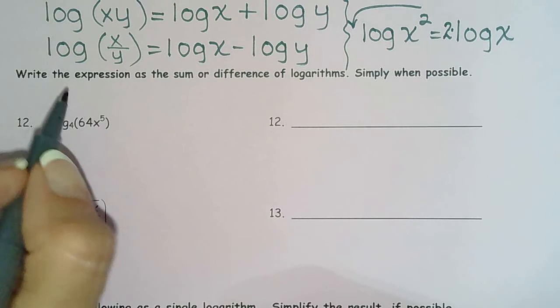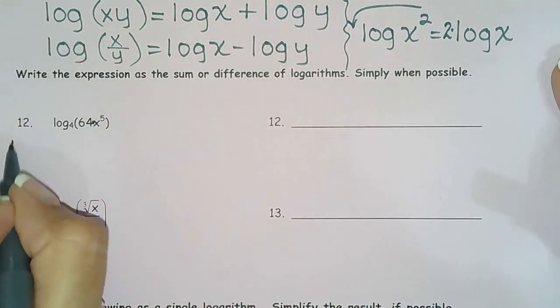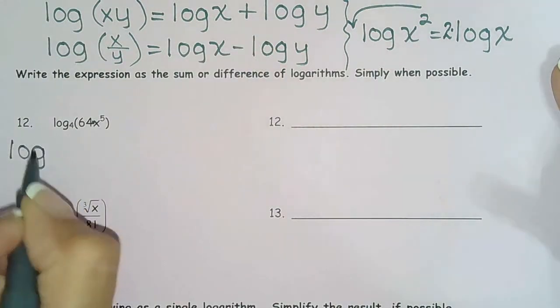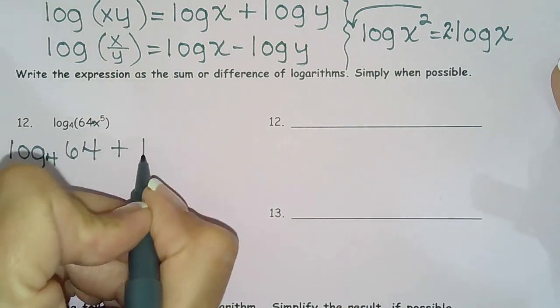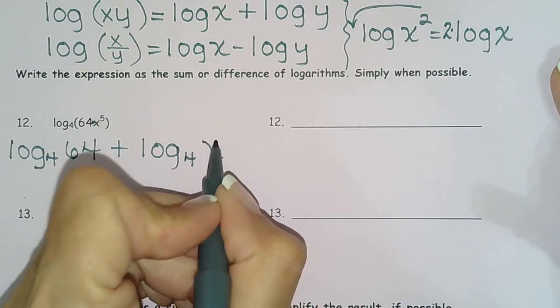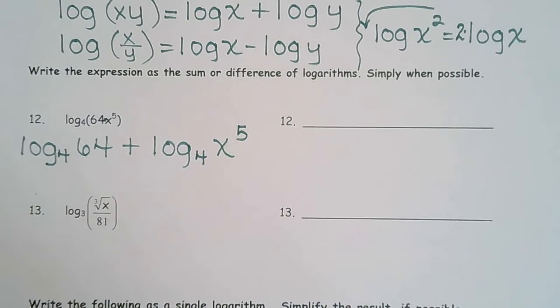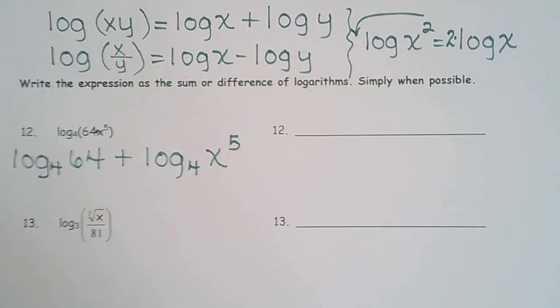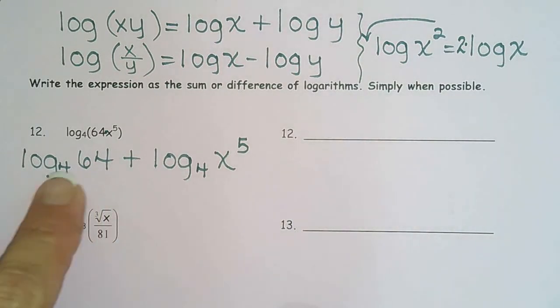So hopefully you notice this is a product rule, so we need to turn this into a sum of logs. It'd be log base 4 of 64 plus log base 4 of x to the 5th. I'm hoping you notice there's a couple things left to do here. Remember how I said look for logs that don't have any x's or y's in them? Lots of times they can be simplified.